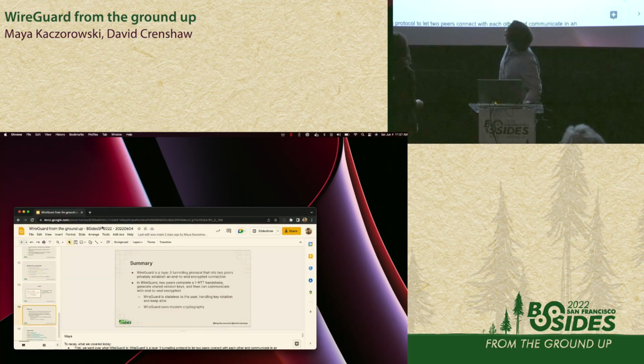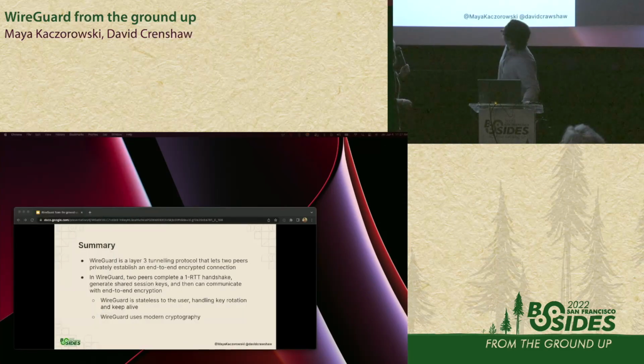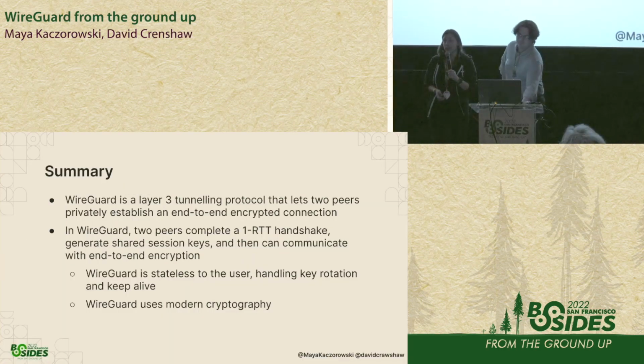Amazing. So let's recap what we covered today. So to recap, first we went over what WireGuard is. WireGuard is a layer 3 tunneling protocol that lets two peers connect to each other in an end-to-end encrypted way. We talked about how WireGuard is different from other network protocols using UDP and using public IP addresses as your identity. Then we went step by step from the ground up through how WireGuard works.